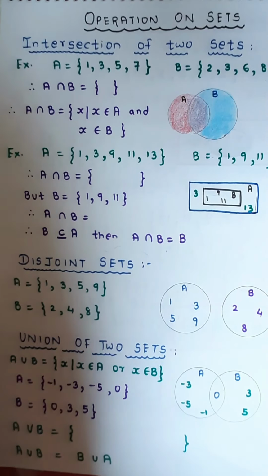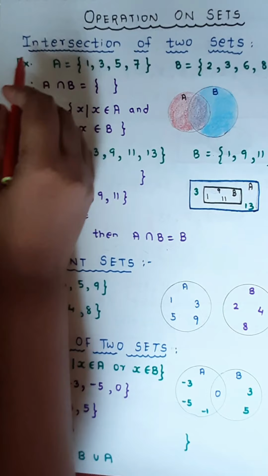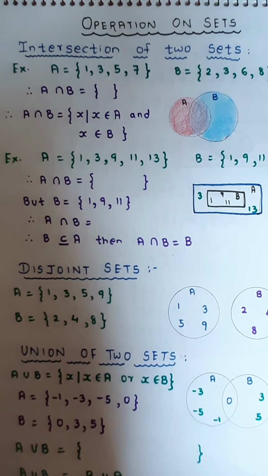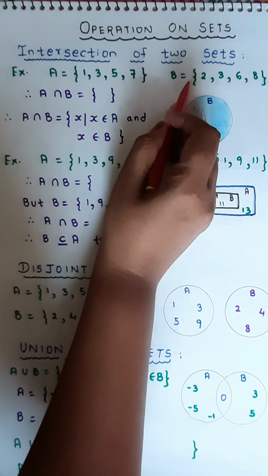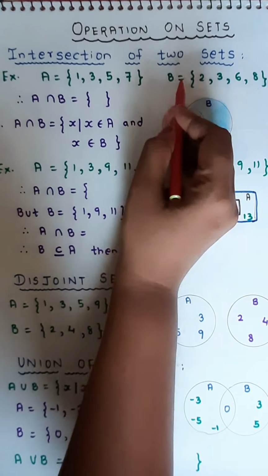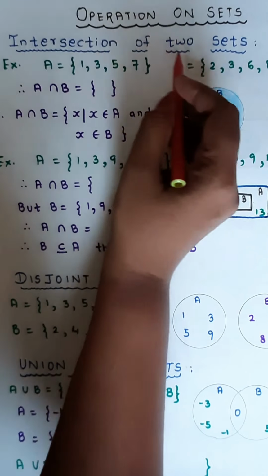Okay, next part related to sets is operation on sets. Now, the first thing over here is intersection. The first part is intersection of two sets. Suppose A and B are two sets. The set of all common elements of the sets A and B is called the intersection of the sets A and B.